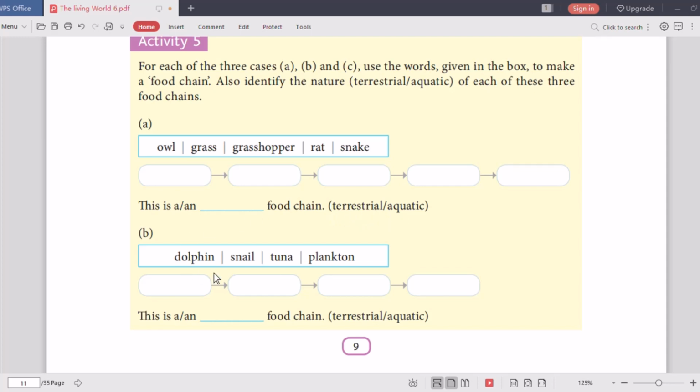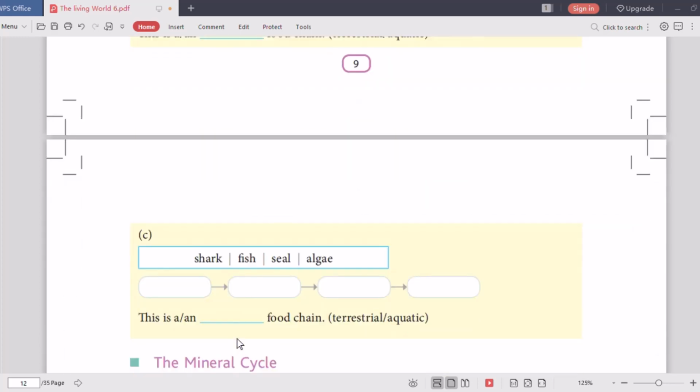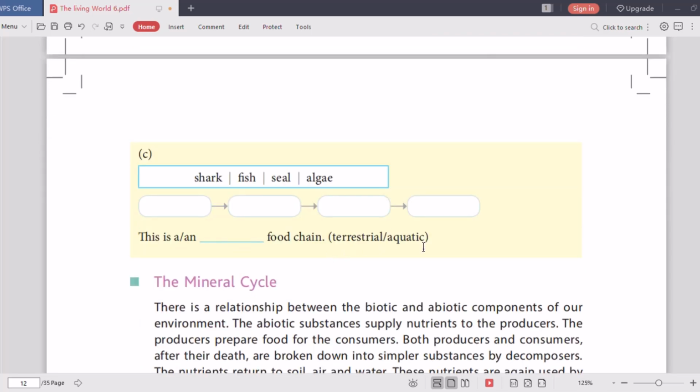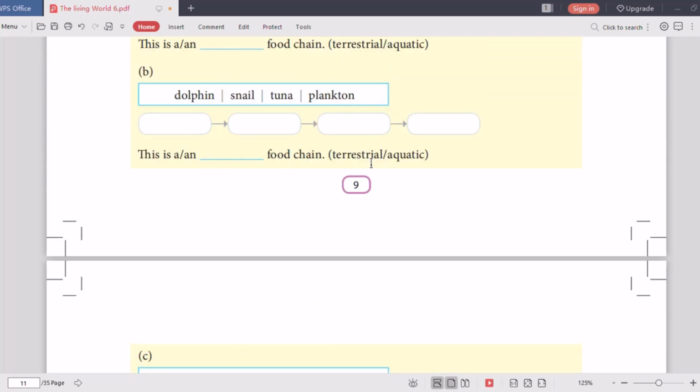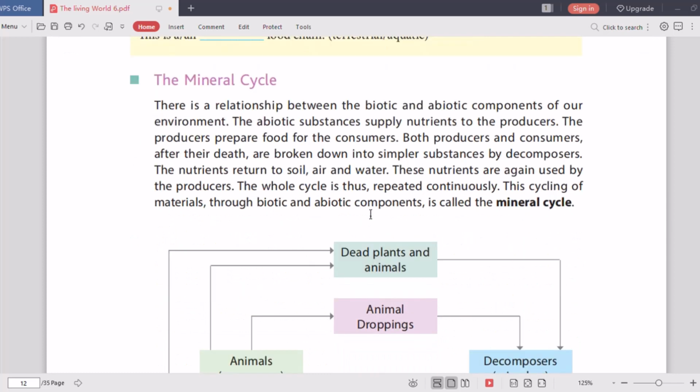So here, snail is eaten by tuna, and tuna is eaten by plankton, and plankton is eaten by dolphin. Seal is eaten by algae. Algae is eaten by a fish. Fish is eaten by shark. It is an aquatic food chain.